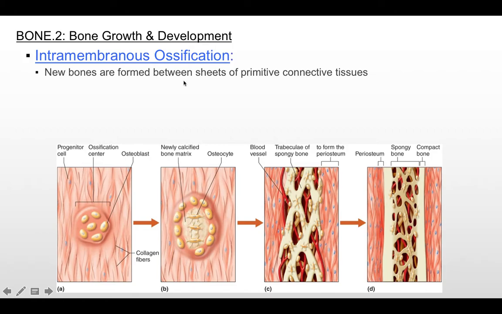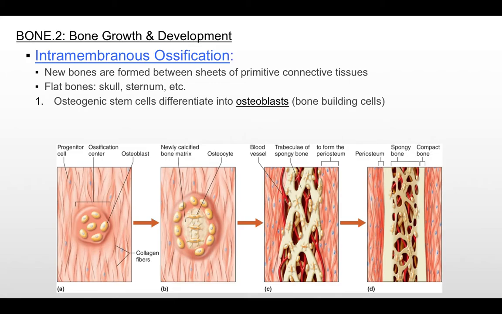And that's exactly what this definition says. It says new bones are formed between sheets of primitive connective tissue. And you can kind of already predict what kind of bones are intramembranous. If we have two pieces of paper and we start building bone in between those two pieces of paper, we are going to be pressed in between those two sheets, and it's going to form a broad, flat surface. So if you guess that this is forming a flat bone, you're absolutely correct. Our skull, our sternum, our scapula, which is our shoulder blade, any of these bones are formed this way in utero.